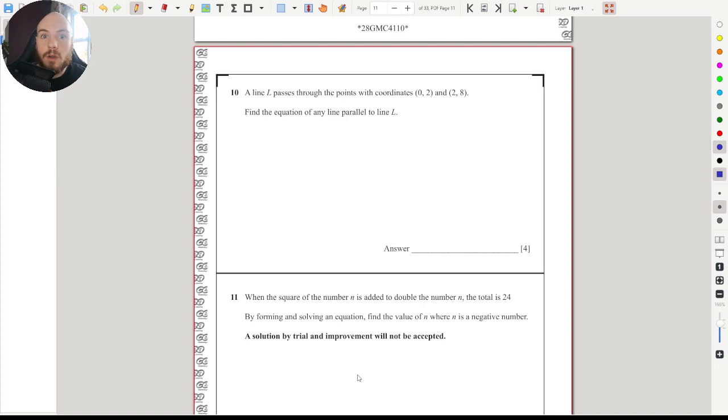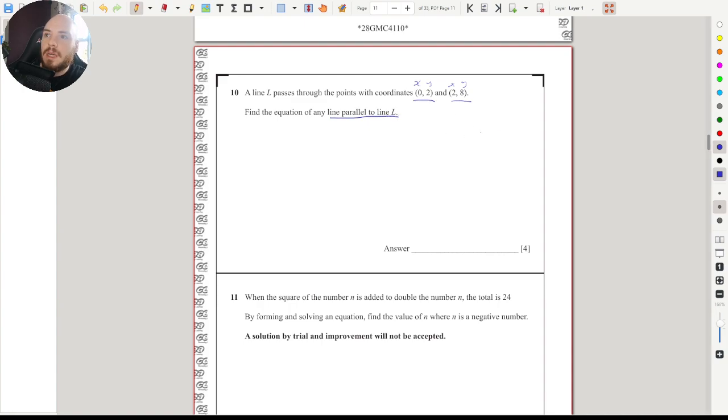Okay, so let's start question 10. All right. So we have line A which passes through coordinates (0, 2), so x, y, and (2, 8). I just generally label my points x, y just so I know, but for teaching anybody else, I make sure that they know exactly what it is. Okay. So it says find the equation of any line parallel to L.